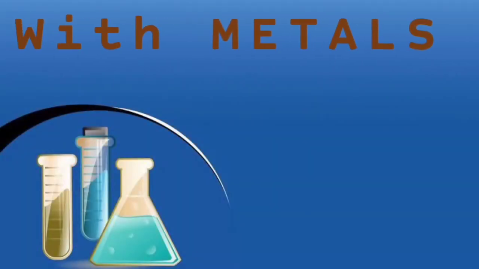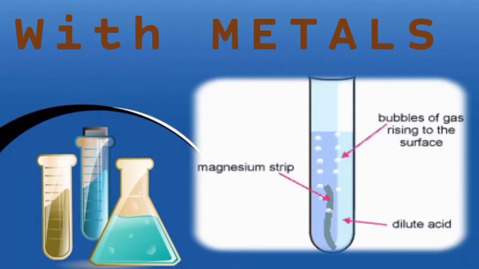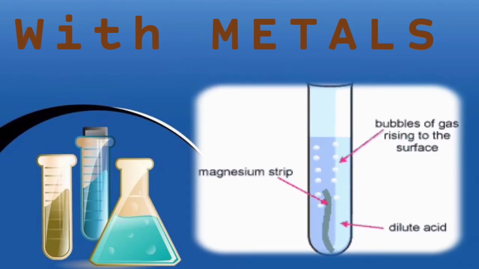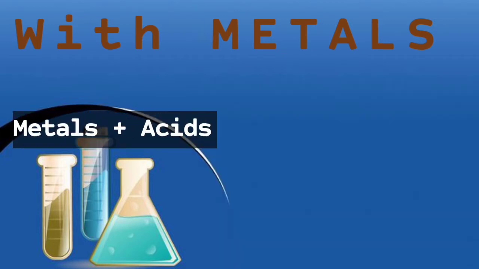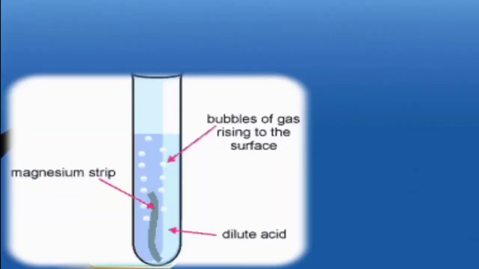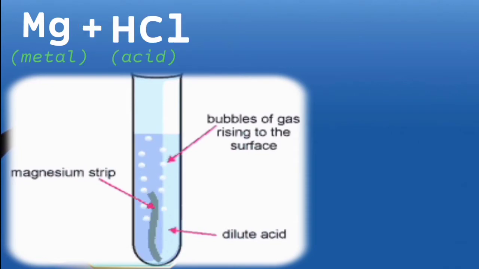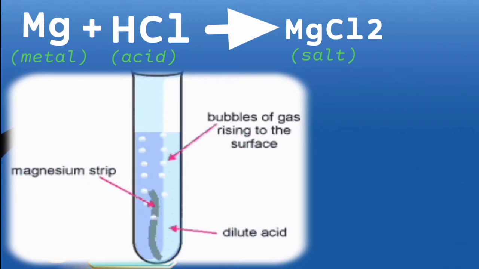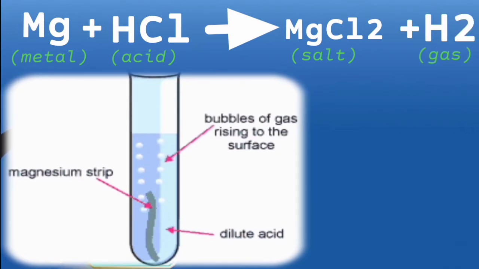Now, reactions of acid with metals. As you can see here, the magnesium strip reacts with the dilute acid, forming gas bubbles. So, metals, here magnesium, react with acids to form gas, mainly hydrogen gas. Magnesium, which is the metal here, reacts with HCl, which is the dilute acid, to form MgCl2, salt, and hydrogen gas. So metals react with acid to form salt and hydrogen gas.